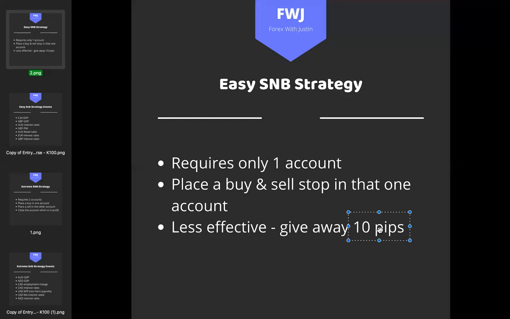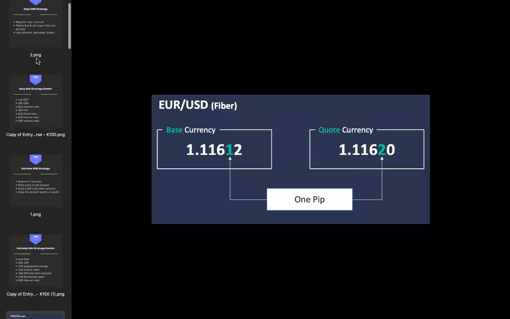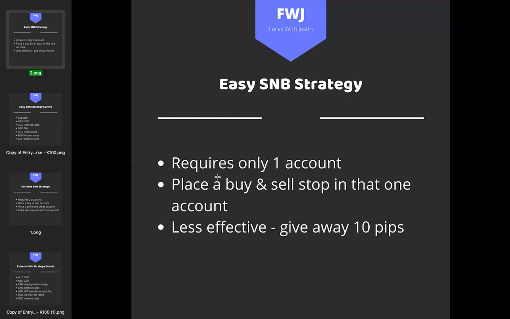Yeah. For now, I don't expect you to know what a pip is. Just understand that it's a movement in price. I'll explain what pips are in the fourth slide. So don't worry about that. So for now, just memorize that for the easy SNB, we place one buy stop and one sell stop. Then within those buy stops and sell stops, we place them 10 pips away. That's it for now. Do you have any questions? No, everything is clear.